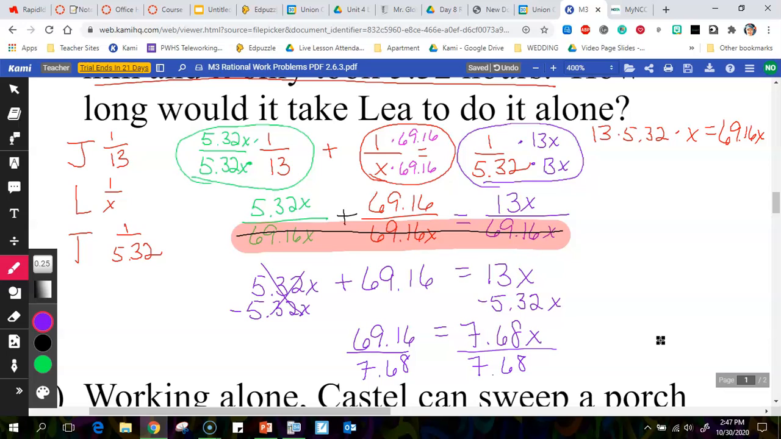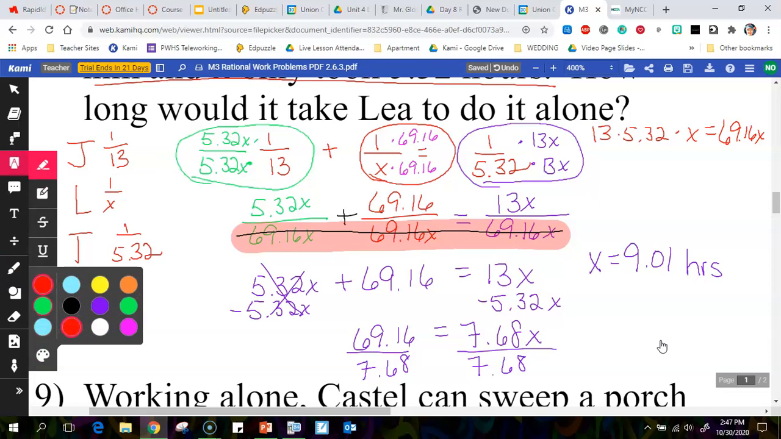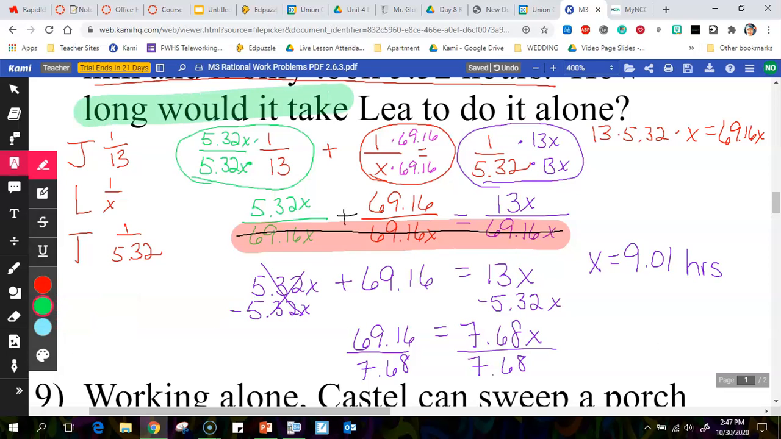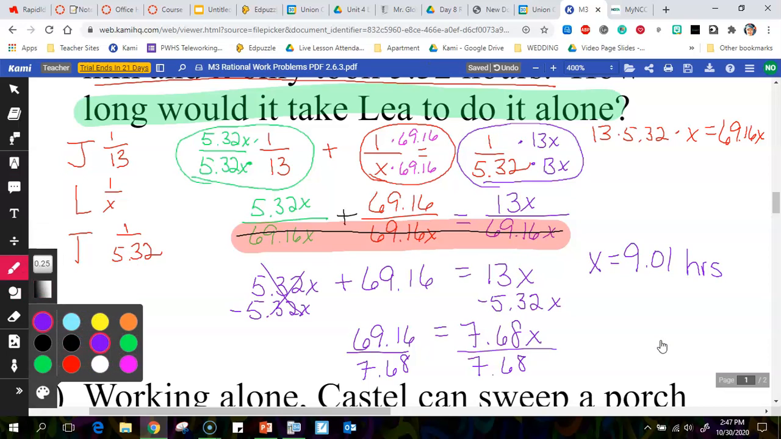69.16 divided by 7.68. I get 9.01. Let's go back up. Oh, here it is right here. The question was, how long would it take Leah to do that job alone? So this is how long it would take Leah.